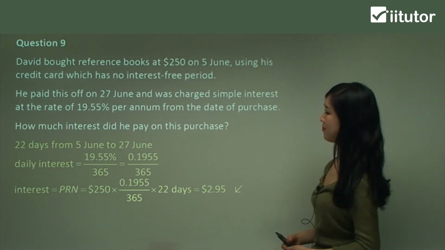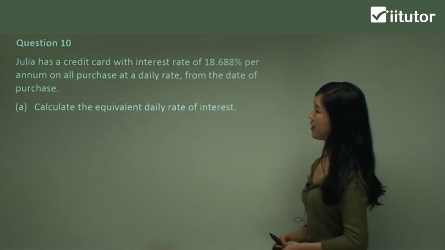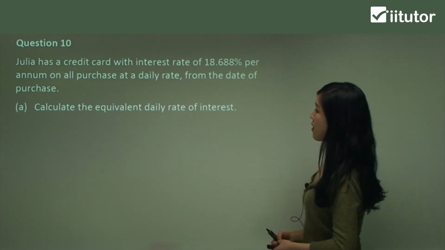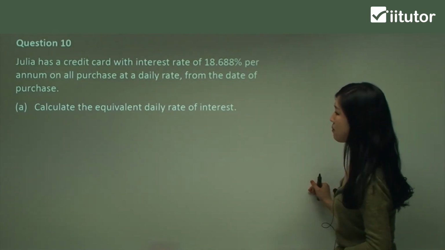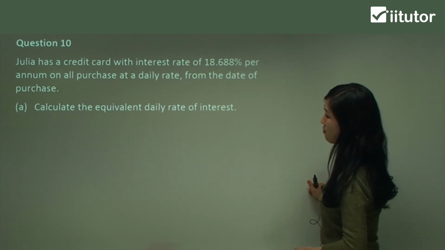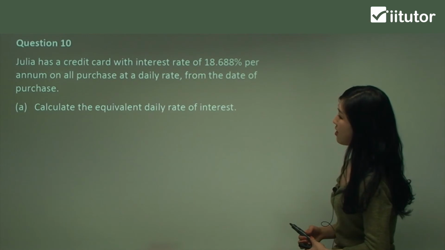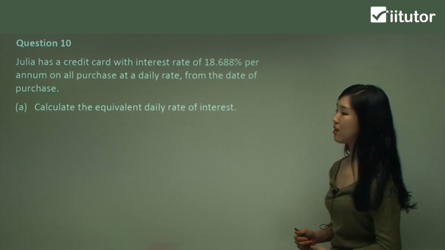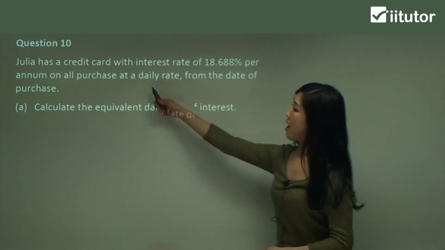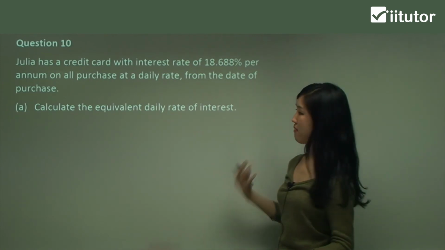Okay, so let's move on. Question 10. Julia has a credit card with an interest rate of 18.688% per annum on all purchases at a daily rate from the date of purchase. Calculate the equivalent daily rate of interest. Because it's purchasing at a daily rate, we're going to find that daily rate.